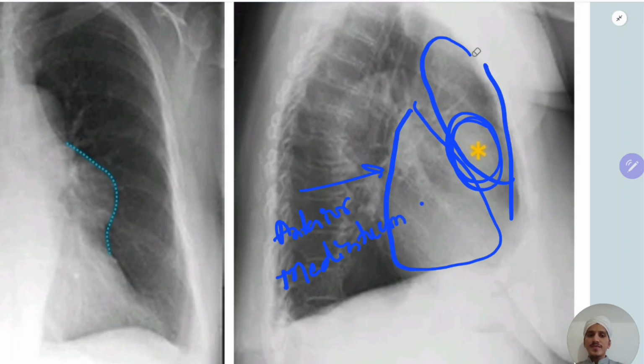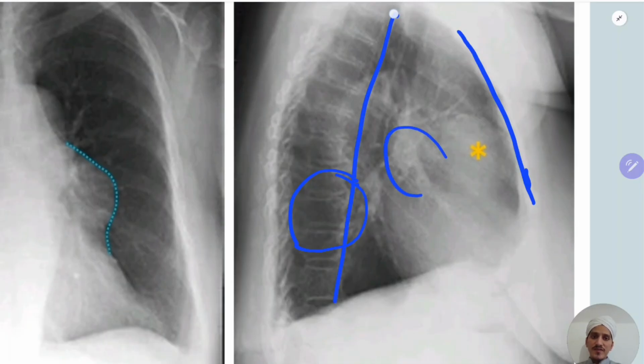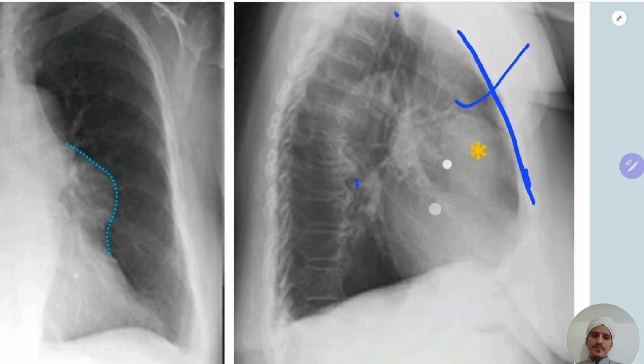Now CT will confirm. Remember this thing, that an anterior mediastinal mass will be lying in the retrosternal position, and a posterior mediastinal mass will be seen overlying the spine, and the middle mediastinal mass will be somewhere here. So if you draw lines of the anatomic classification or the Felson classification, it will be like this. So this is the anterior, this is the middle, and this is the posterior mediastinal compartment.